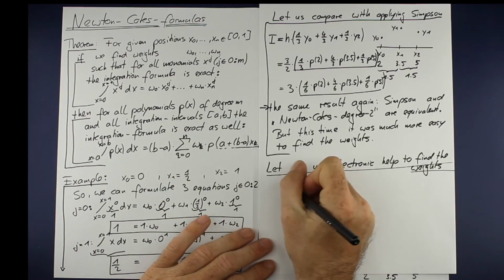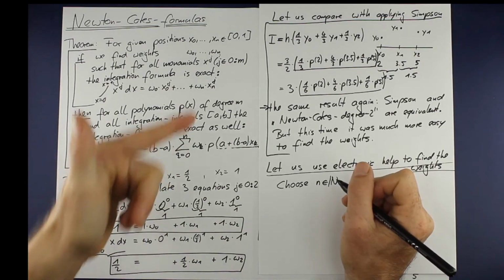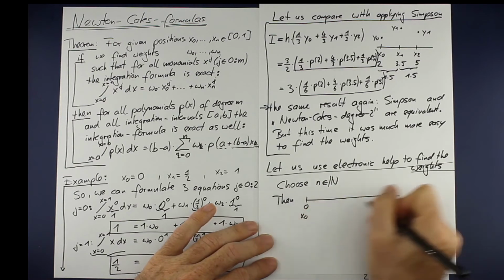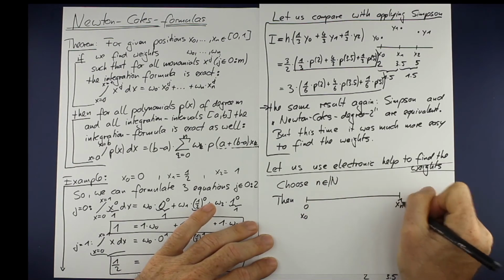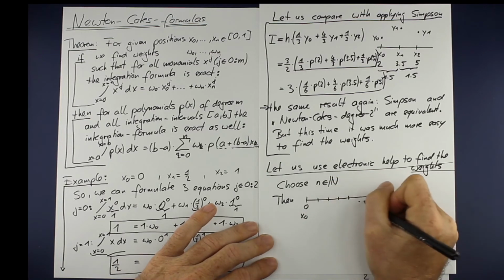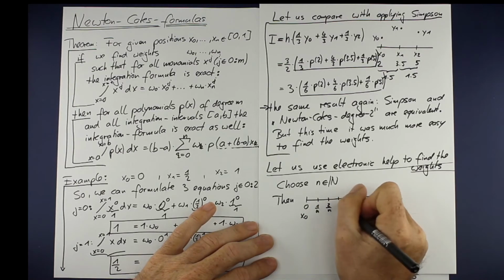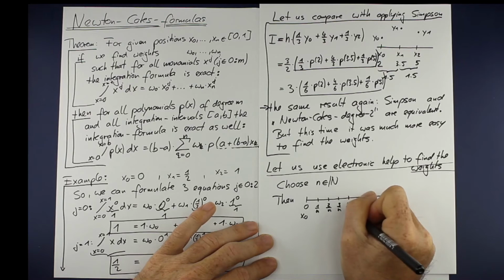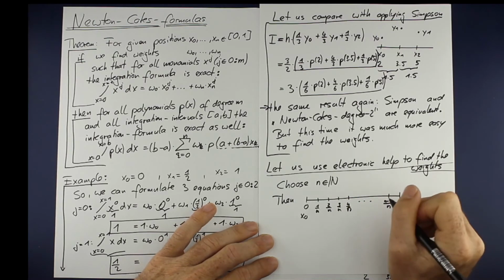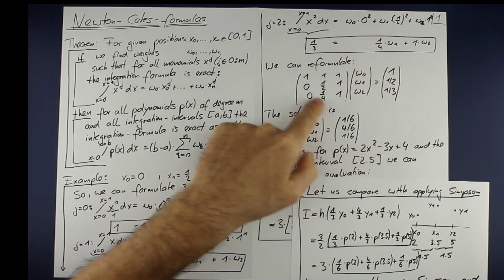So let's choose an n, and then let's choose the most natural choice: 0 is the first, 1 is the last position, and then linearly spaced. So this is 1 divided by n, 2 divided by n, 3 divided by n, 4 divided by n, and n minus 1 divided by n. This is our choice. Then we formulate that equation.